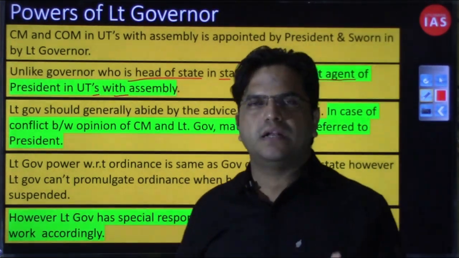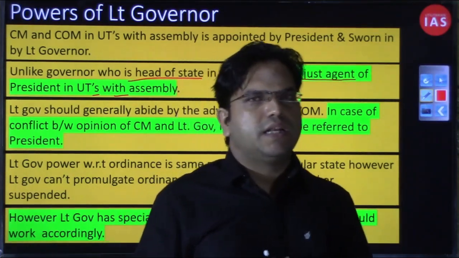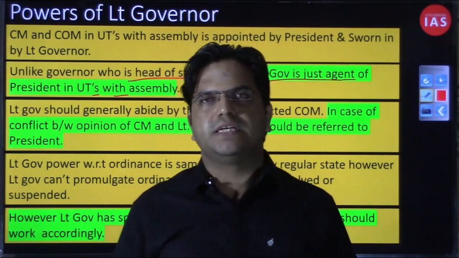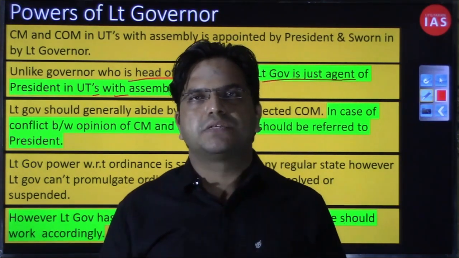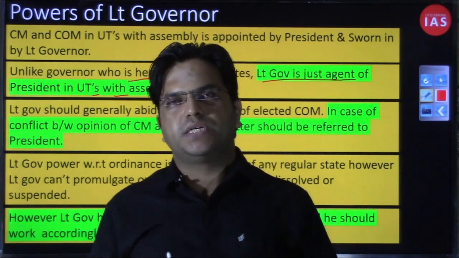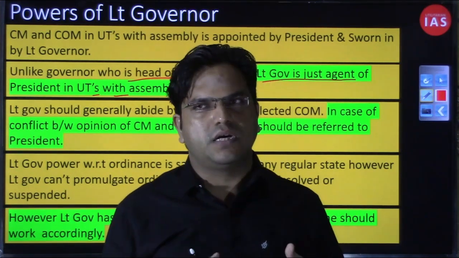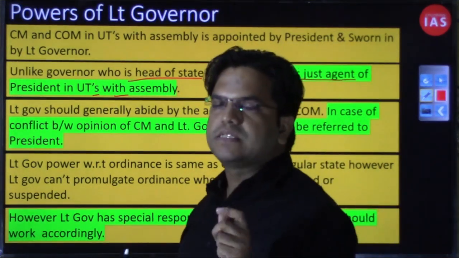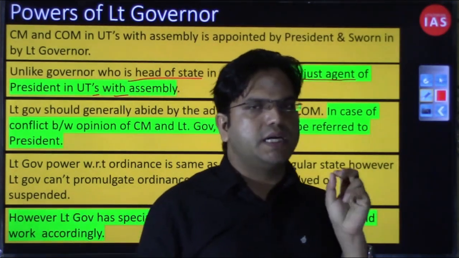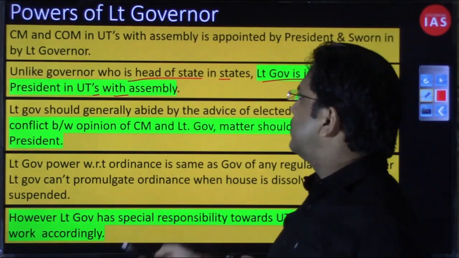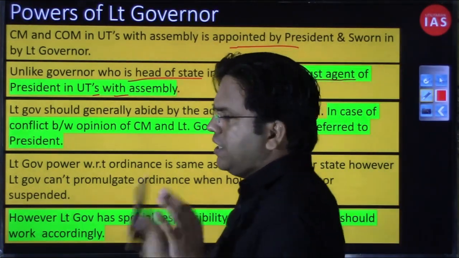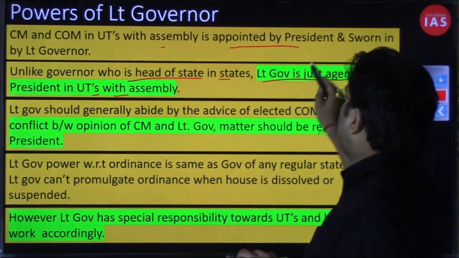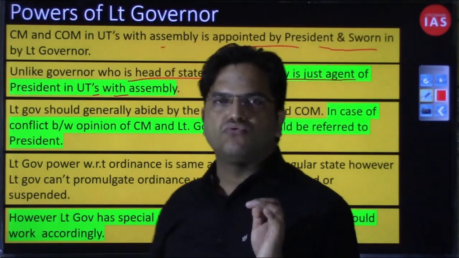Again, if I compare the second point, in the case of a governor in a regular state, he decides who is going to be chief minister, meaning he does all those invitation kind of jobs when the election result has been announced, who is to be appointed, who is to be invited. That job is not done by the lieutenant governor. As far as appointment of the chief minister is concerned, and please understand the difference between appointment and swearing in, as far as appointment of the chief minister or council of ministers in UTs with assembly is concerned, that appointment is done by the president. The role of the lieutenant governor is just limited to swearing in.